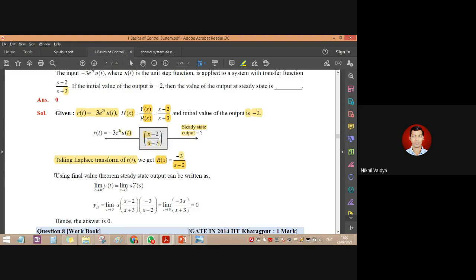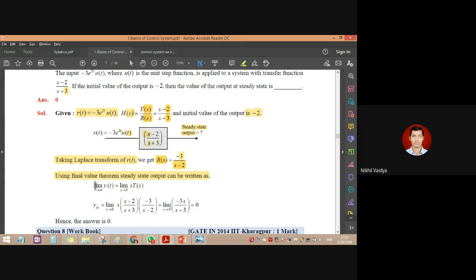Now they are asking us the steady state, so for that we require the final value theorem. In upcoming problems we are very frequently using this final value theorem. Why do we use it? Because we have to find out the final value from the S domain equation, which can be easily calculated by using the final value theorem. What does the final value theorem say?